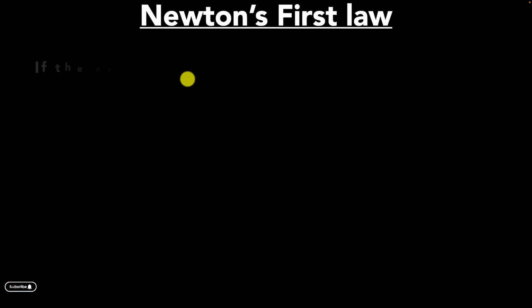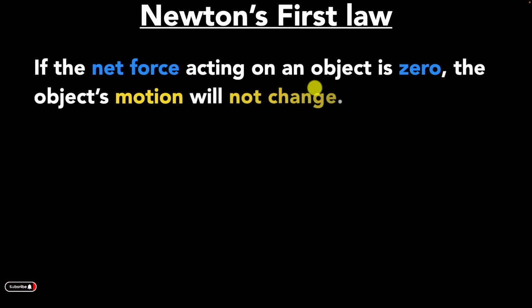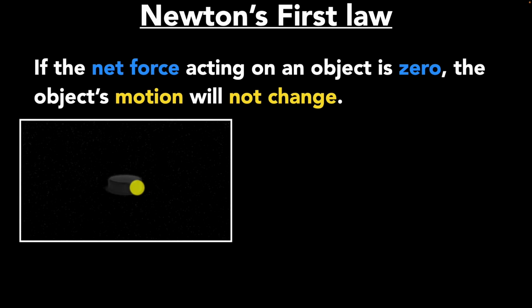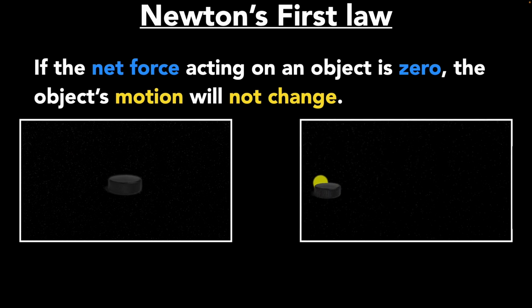According to Newton's first law, if the net force acting on an object is zero, the object's motion will not change. This means, for example, if an object is at rest on a table or somewhere in intergalactic space where the net force is zero, then the object will continue to be at rest. On the other hand, if the object was moving, and again the net force on it was zero, then it will continue to move with that exact same velocity forever.